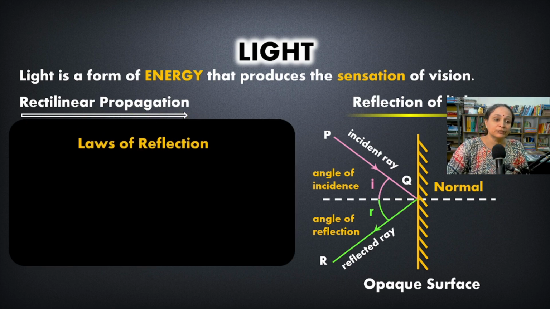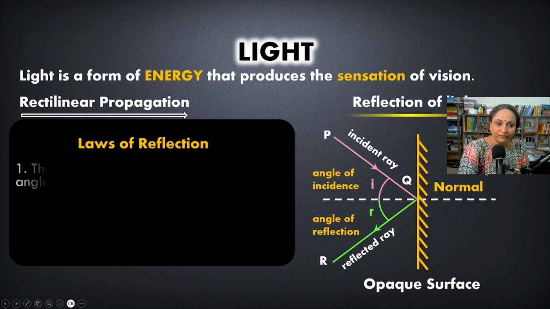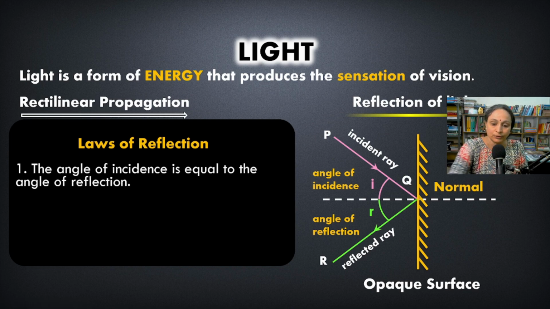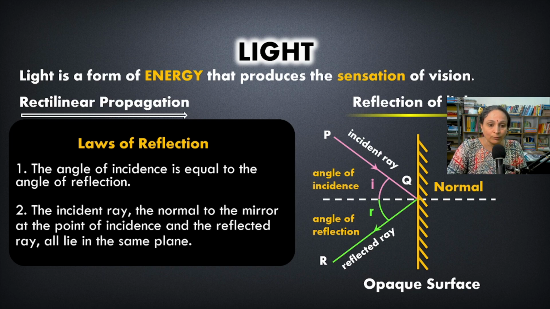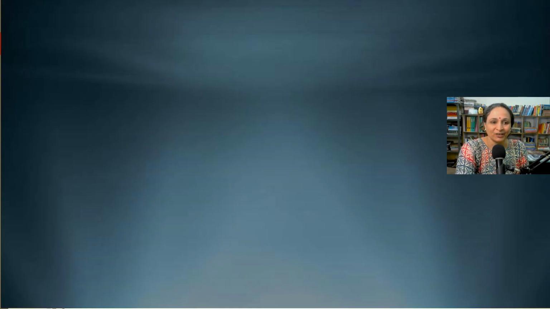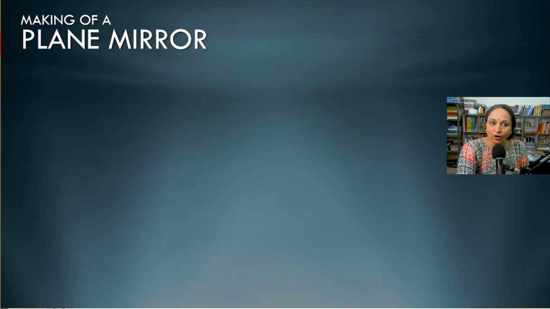Okay, now we'll talk about the laws of reflection. What does the law of reflection say? The angle of incidence is equal to the angle of reflection. Okay, the second part says the incident ray, the normal to the mirror at the point of incidence, and the reflected ray all are in the same plane. These are the laws of reflection. Now using this, we are going to study reflection in some more detail, right? Okay, so the making of a plane mirror.